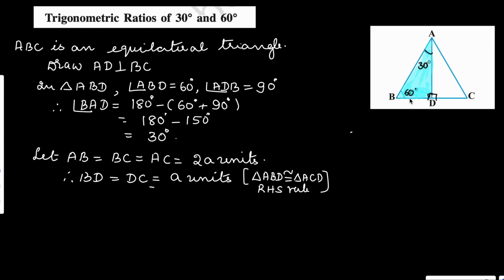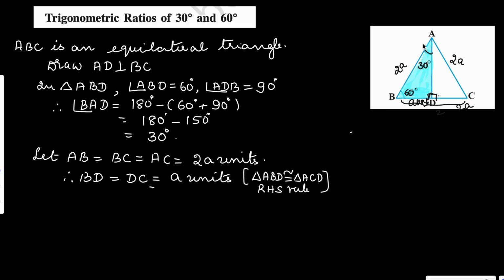Now since this is an equilateral triangle, all three sides are equal, and I will consider all the sides to be 2A units. We could even take it as A, but for the calculation's sake we are taking it like this. Now we know that triangle ADB is congruent to triangle ADC by the RHS rule. These two angles are 90 and 90, AB is equal to AC as hypotenuse, and AD is equal to AD, a common side. By the RHS rule, both triangles are congruent. So we get BD equal to DC by CPCT. So here BD is equal to A units.